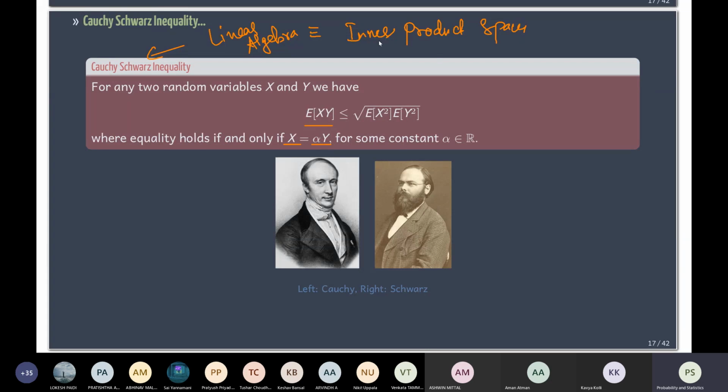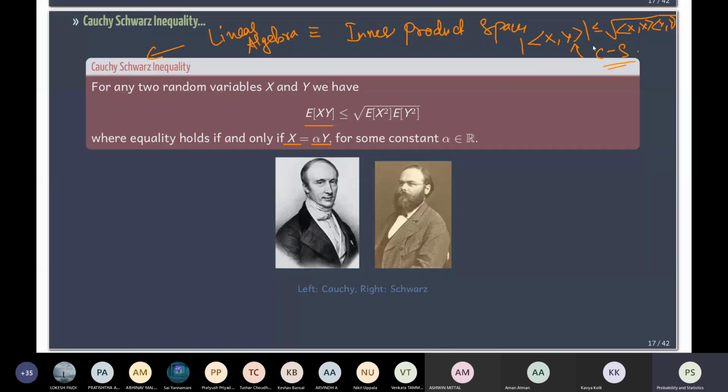Okay, so this is very similar to the inner product case, right? In the inner product space, you substitute this by an inner product. So the inner product of x, y is less than or equal to the square root of the inner product of xx and yy. That's the Cauchy-Schwarz inequality, right? And here we also put a mod here actually.